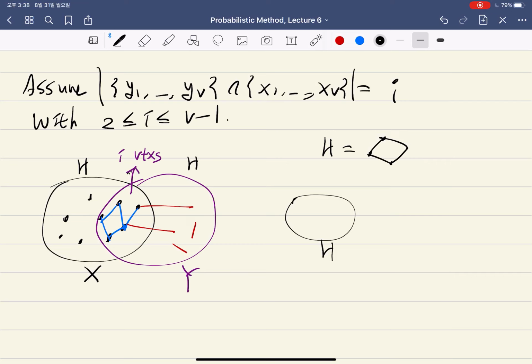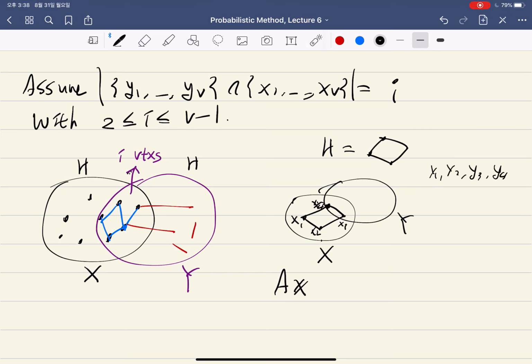And in order to have this AX, you need to have these four edges: X1, X2, X3, X4. And in order to have Y, Y1, Y2, Y3, Y4, where Y1 and X3 are the same, Y2 and X4 are the same, you need to have these four edges. So there are certain edges which are overlapping here.